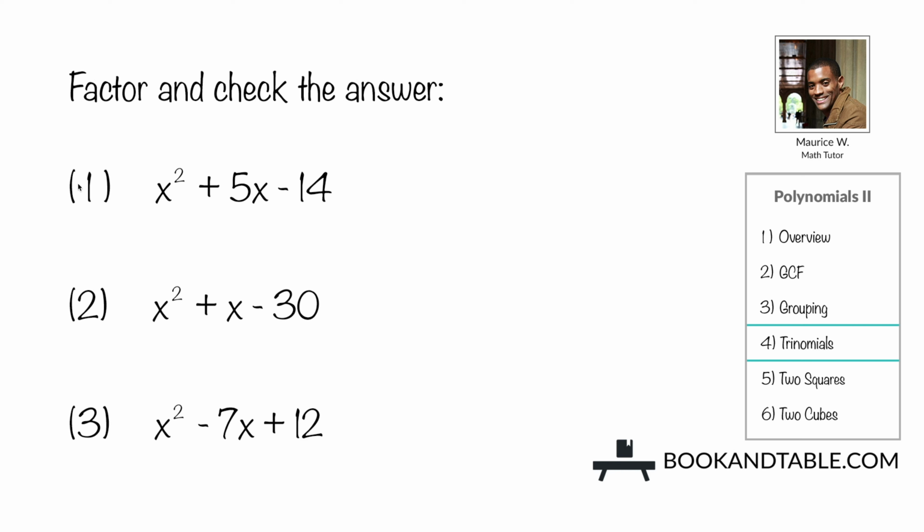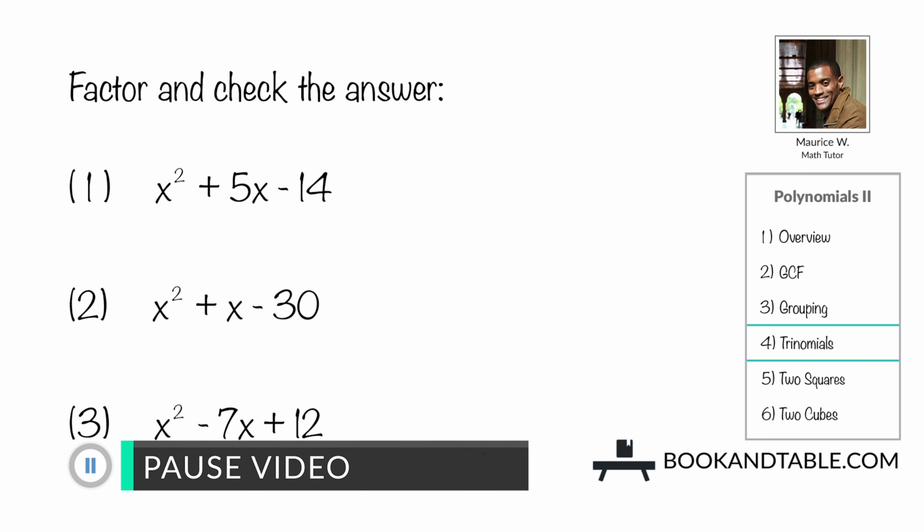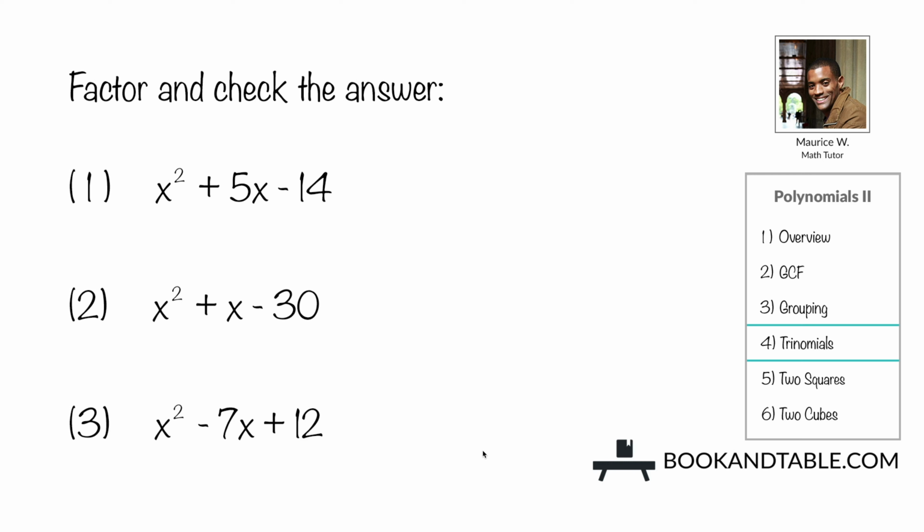Question number 1. Factor x squared plus 5x minus 14, and then check the answer. Question number 2. Factor x squared plus x minus 30, and then check the answer. Question number 3. Factor x squared minus 7x plus 12, and then check the answer. Pause the video, answer these 3 questions, and then press play when you are ready to begin.